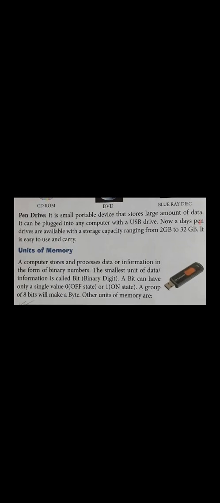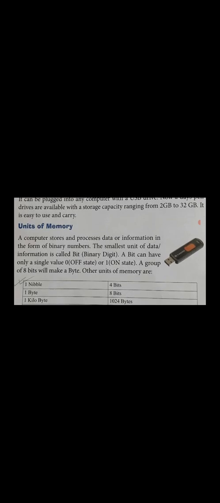What next? Next we have units of memory. A computer stores and processes data or information in the form of binary numbers. The smallest unit of data or information is called a bit, or binary digit. A bit can have only a single value, that means 0 or 1. 0 means off state and 1 means on state.